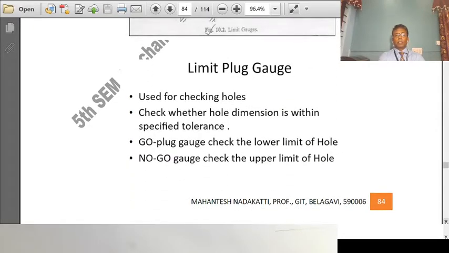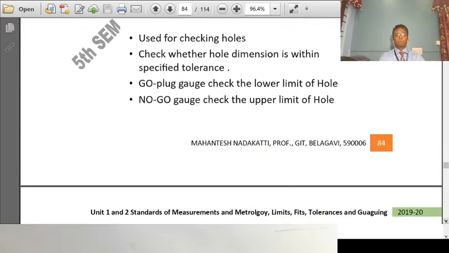Then the limit plug gauge is used for checking holes, to check whether the hole dimension is within the specified tolerance. The go plug gauge checks the lower limit of the hole. The no go gauge checks the upper limit of the hole.